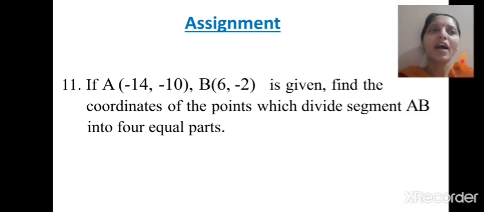Now let's see the assignment question. If point A has coordinates minus 14 comma minus 10, and B has coordinates 6 comma minus 2, find the coordinates of the points which divide the segment AB into 4 equal parts. Now in the previous example we saw 3 equal parts, and here we have to consider 4 equal parts. It is exactly similar to the previous question, only you have to add one more point on the segment AB. Okay, I hope you all are getting this.